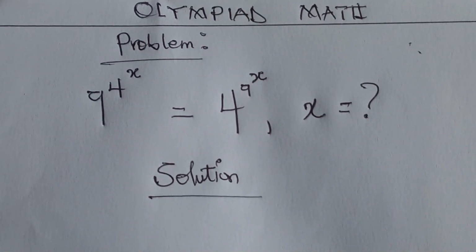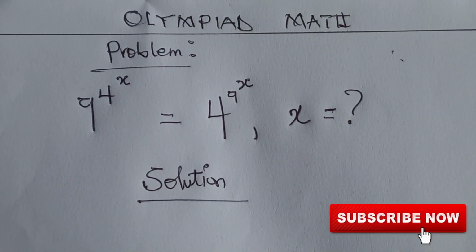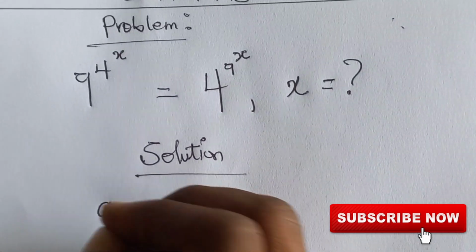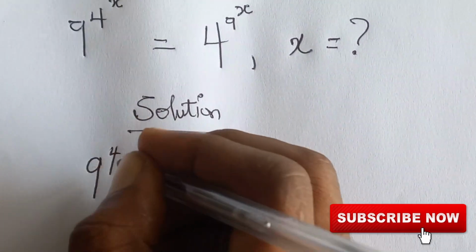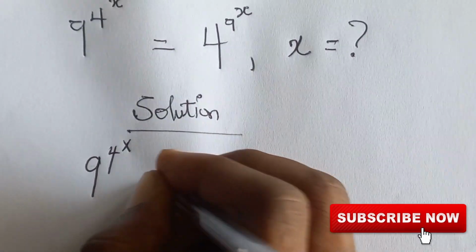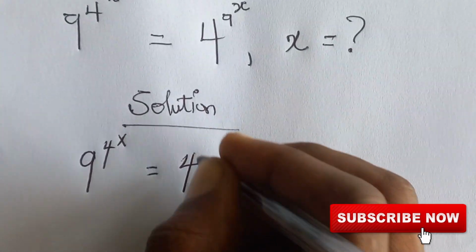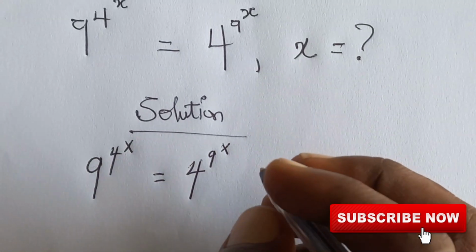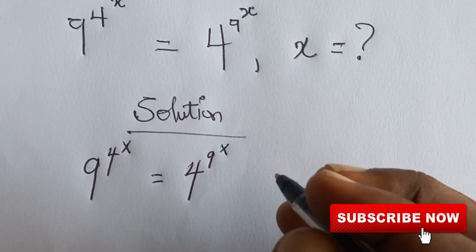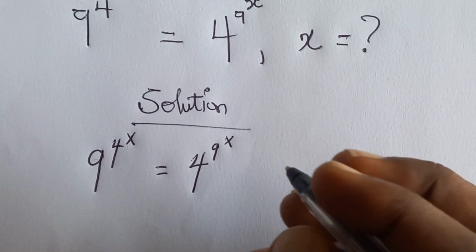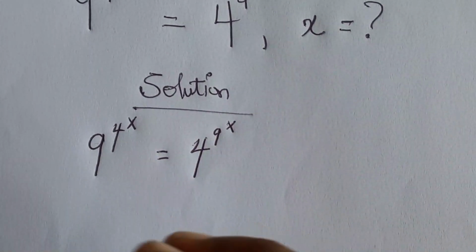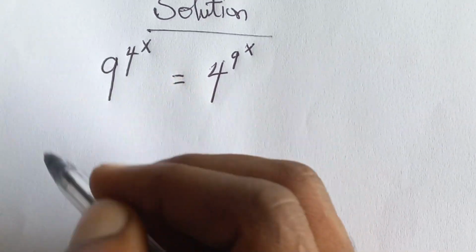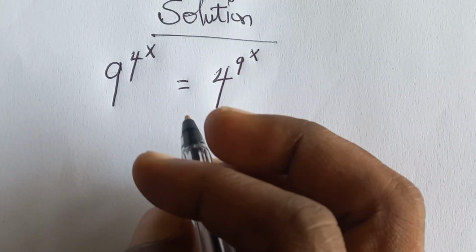So today we are looking at this Olympiad Math problem. We have 9^(4^x) = 4^(9^x). Okay, so we are solving for x in this case. So let us introduce logarithm to both sides in order to get the exponent down.